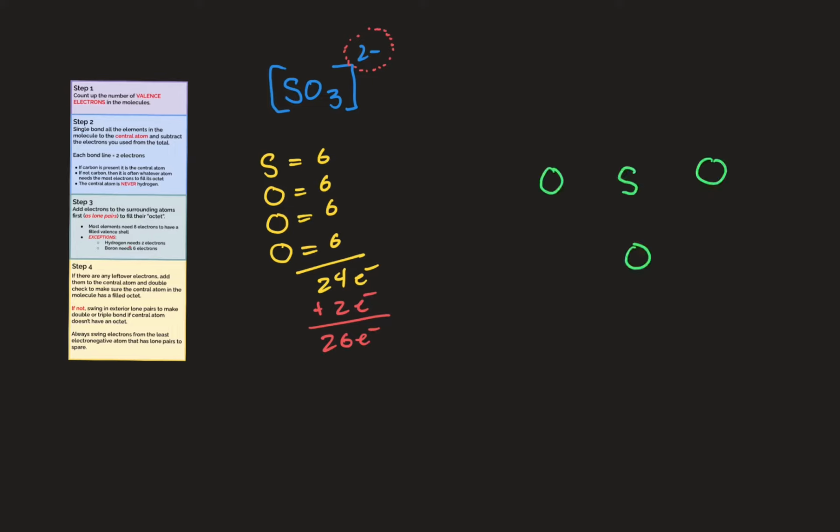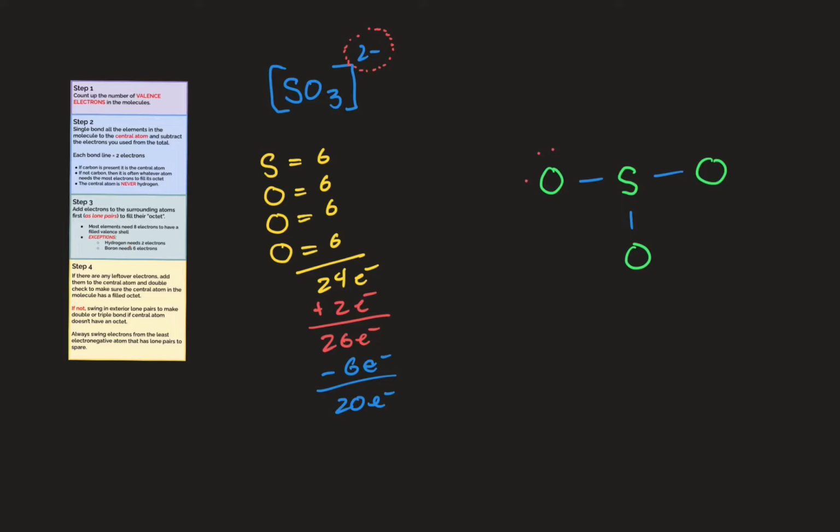Again, just like before, we do a single bonding structure, having sulfur in the middle because even though sulfur and oxygen all need 2 electrons, sulfur is less electronegative than oxygen, so it goes in the center. Those 3 bonds use 6 electrons, so we deduct them from the total. Now we have 20 electrons remaining to add to the bonding structure.